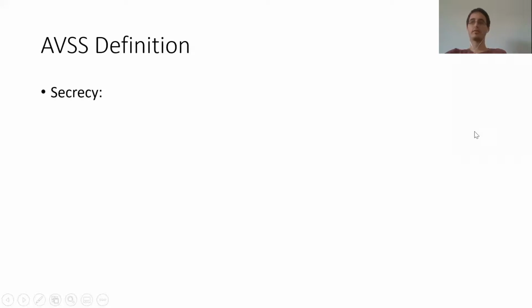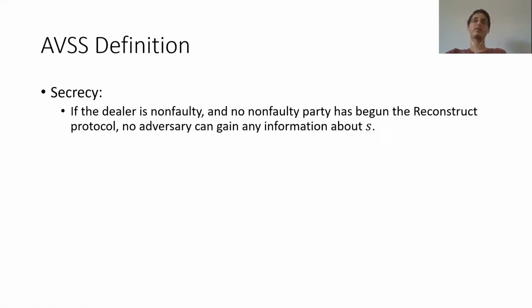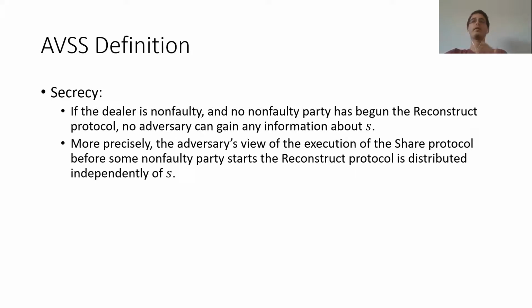Finally, the third property is secrecy. If the dealer is non-faulty and no non-faulty party has begun the reconstruct protocol, no adversary can gain any information about the secret S. More precisely, the adversary's view of the execution of the share protocol before some non-faulty party starts the reconstruct protocol is distributed entirely independently of S.